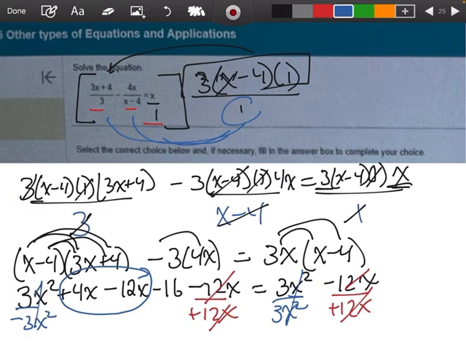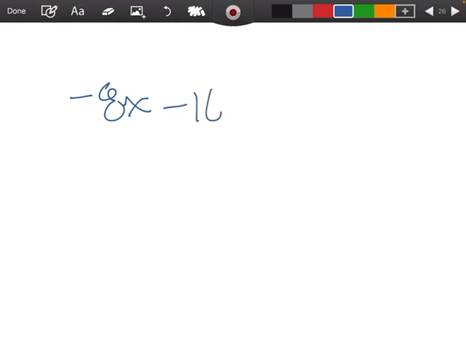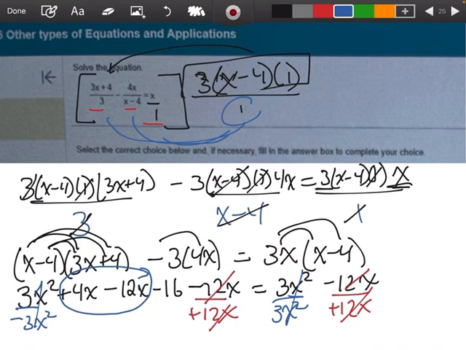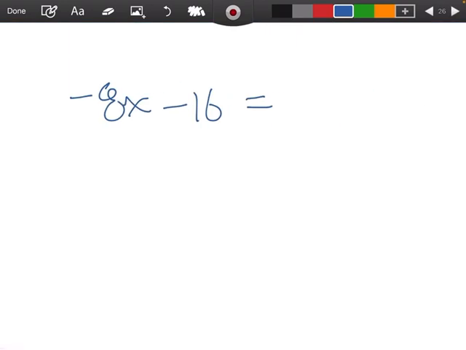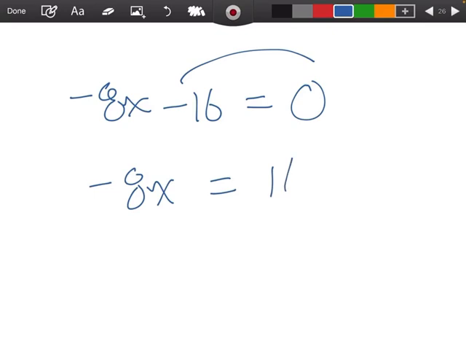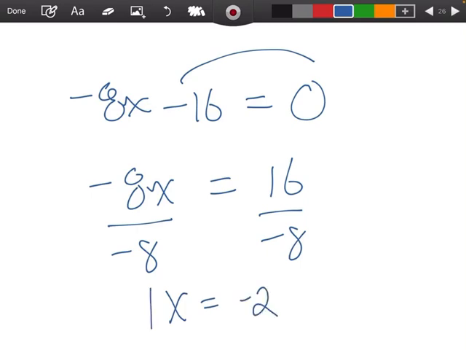What else do we still have? We still have a minus 16 after that, equals, let's see. We combined those, brought this over, that canceled, this canceled, so did those. When everything over here cancels, we're left with a 0. Now I'm gonna move my 16 over. Negative 8x is equal to a positive 16. If I divide everything by negative 8, I come up with x equals negative 2.